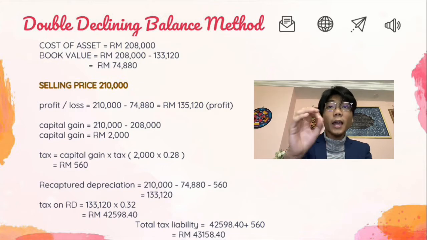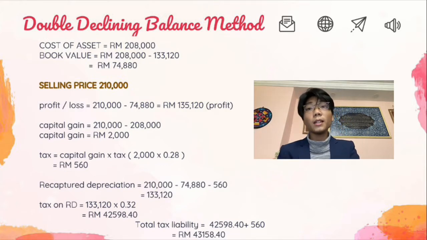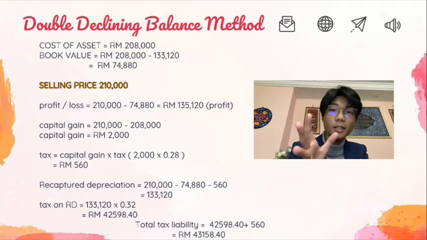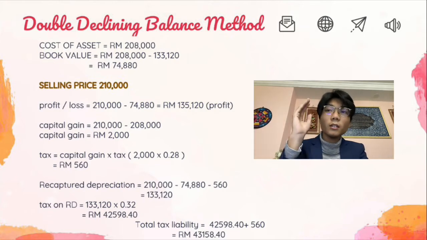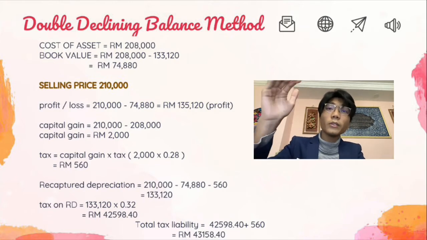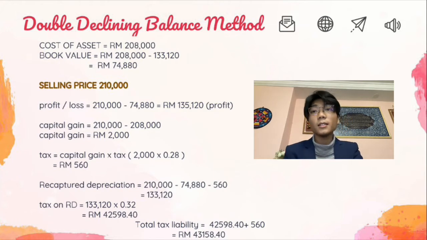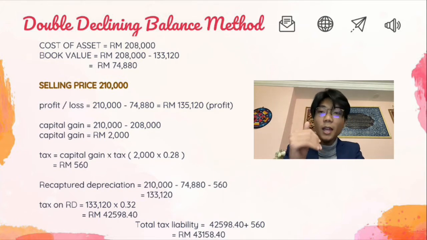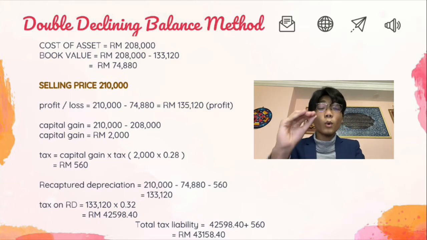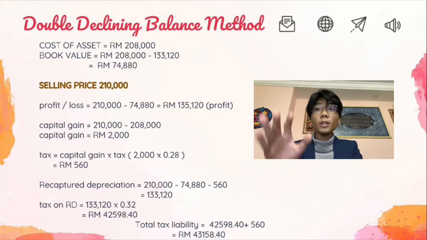Next is the double declining balance method. The double declining balance method is easier. The information you need is above. For the selling price, find the profit or loss, capital gain, and tax it at 28%, then the recapture depreciation and tax on it. Sum it all up, and you will get a total tax liability of 158 ringgit and 40 cents.